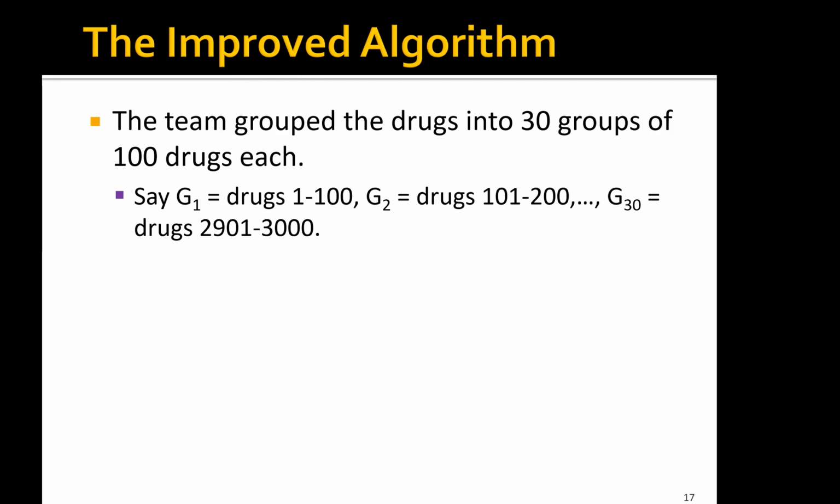So we had a little conference, and the team then decided to re-implement the algorithm, and here's how they did it. They first grouped the drugs into 30 groups. So you had 100 drugs in each group. And now their keys would not be pairs of drug numbers, but pairs of group numbers. So there would be only 30 times 29 divided by 2, or 30 choose 2 different keys. That's a much more reasonable, tractable number.